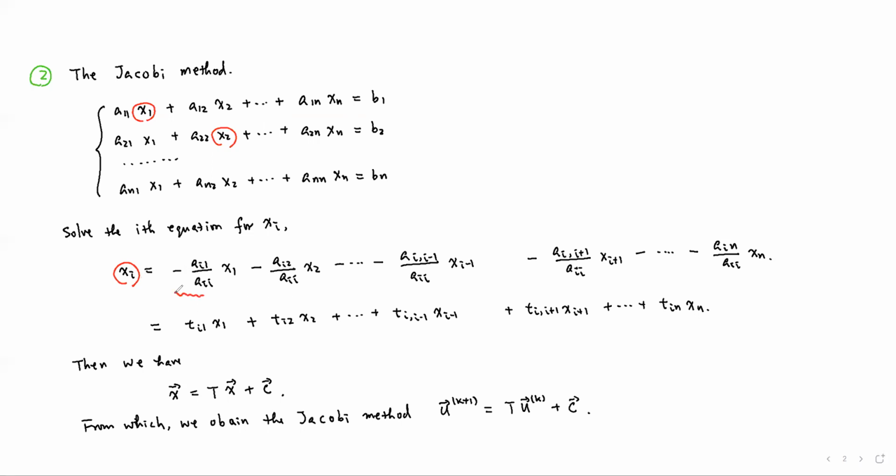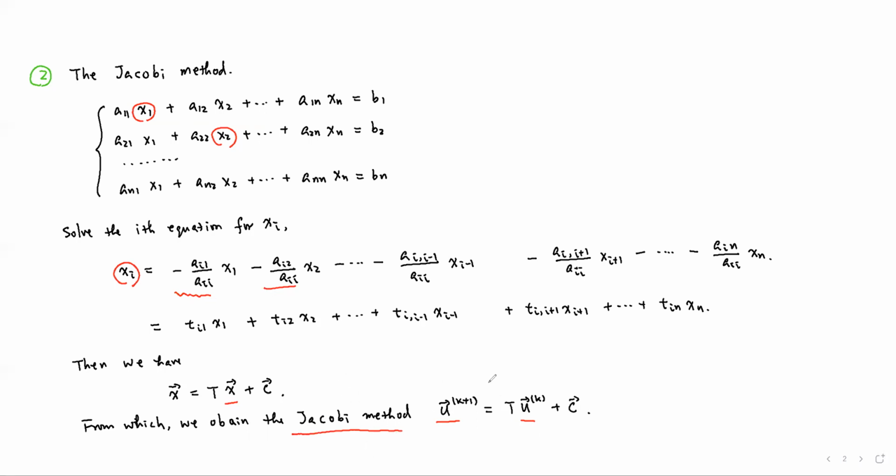These coefficients are denoted by ti1, ti2, and so on. Then we have a fixed point equation. Replace the x on the left side by u(k+1) and the x on the right side by uk. Then this iterative scheme is called the Jacobi method.